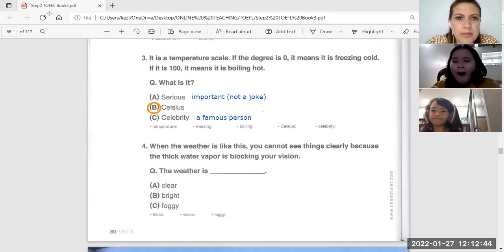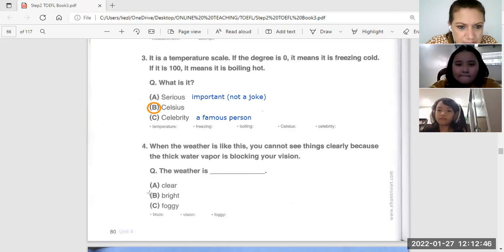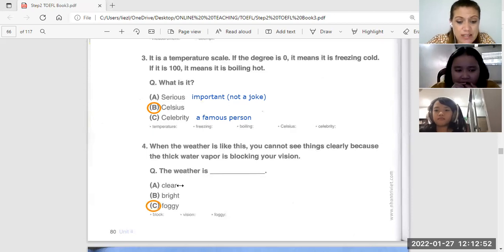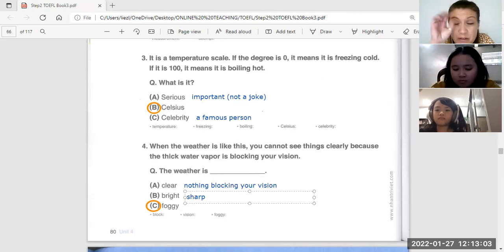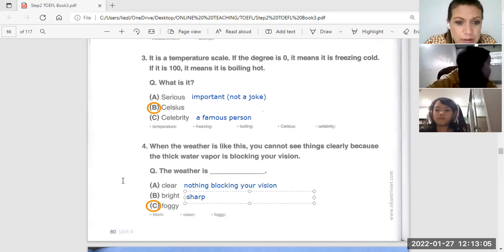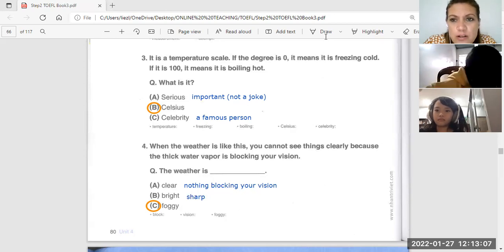Okay, let me help you. It's foggy. Foggy means you can't see clearly. Clear means you can see clearly. There's nothing blocking your vision. Bright is very sharp. It's very bright. So foggy is your answer.